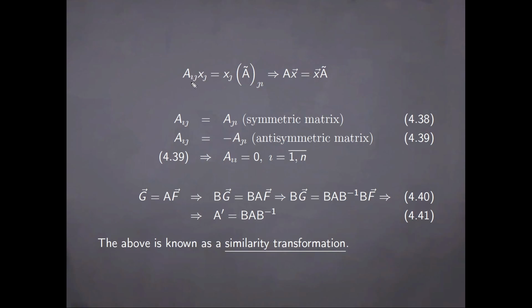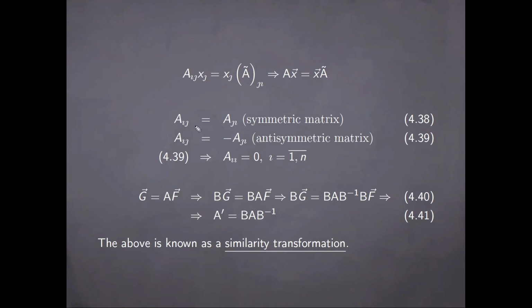Now, if we apply the matrix A to a column matrix X, this is entirely equivalent to, so this is an application from left to right. This is entirely equivalent to a reverse application going from right to left of the transpose of A on the row matrix X. So this equality holds.